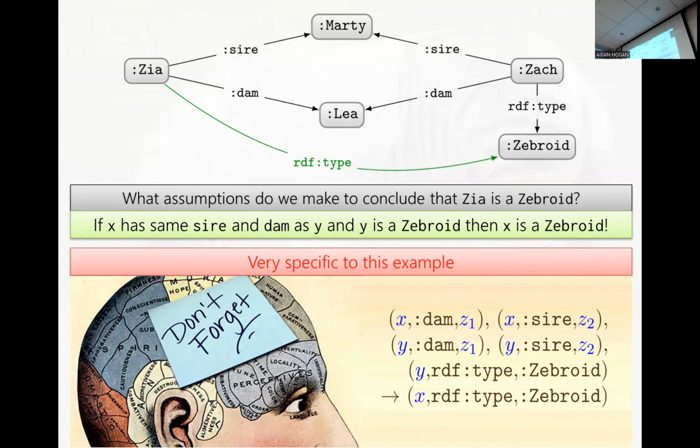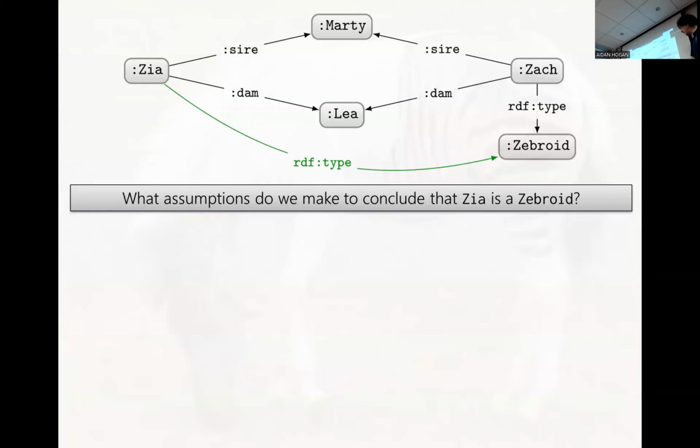Yeah. So what kinds of ideas or assumptions or definitions are we using to conclude that Zia is a zebroid? And why is this important? It's important because if we want, for example, machines to have similar deductive powers, they need to be told explicitly how to reason about this.